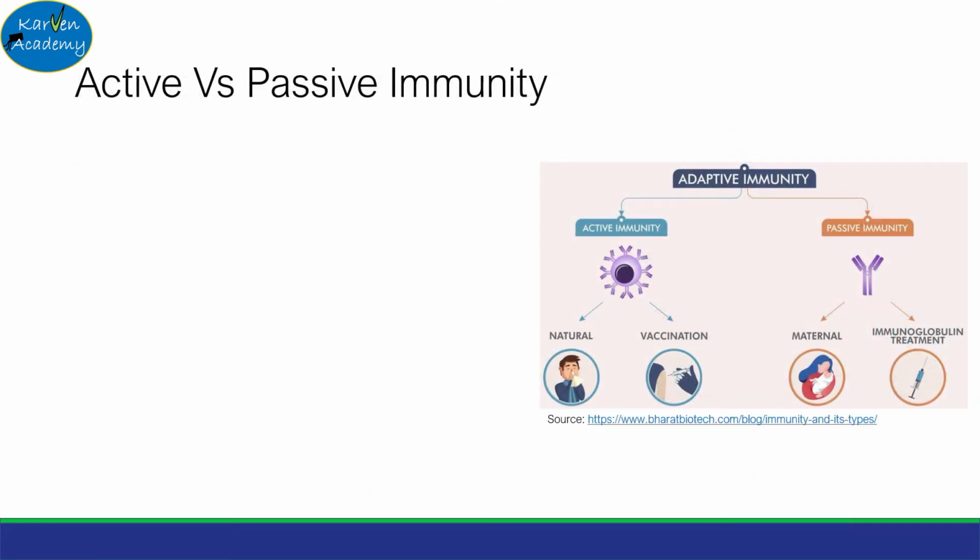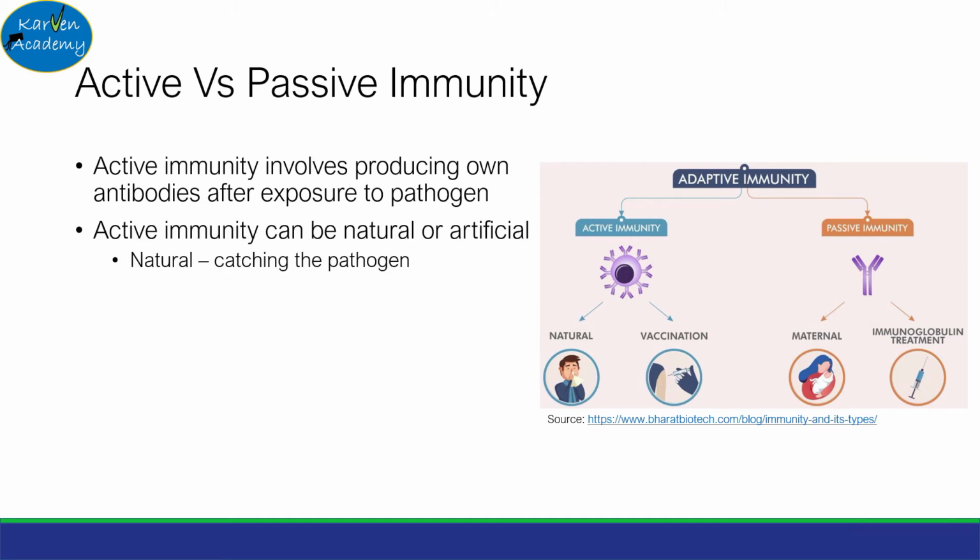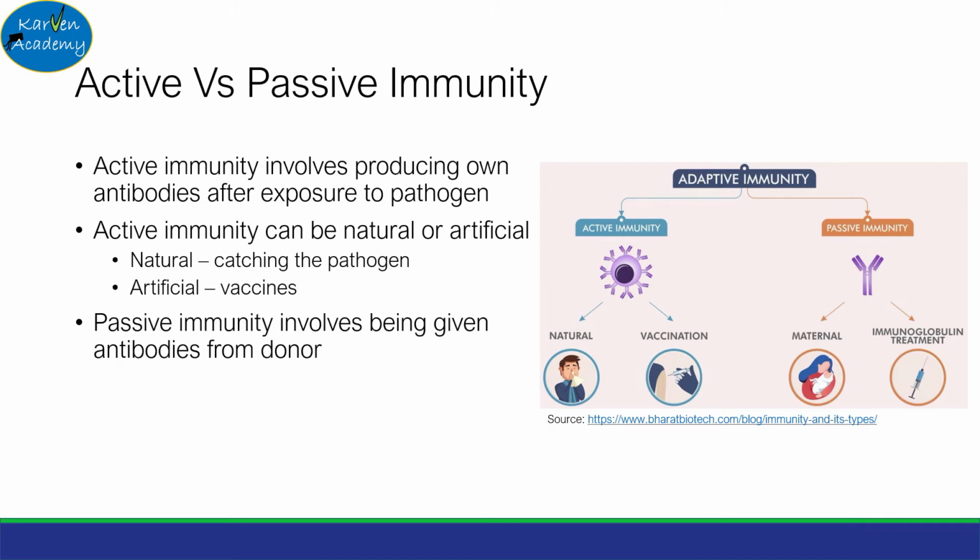So there are two ways in which immunity to a pathogen can be achieved. One is active immunity, which involves production of own antibodies after exposure to the pathogen. And this can be done in two ways. You could catch the pathogen naturally off someone, or be given it artificially in the form of a vaccine.